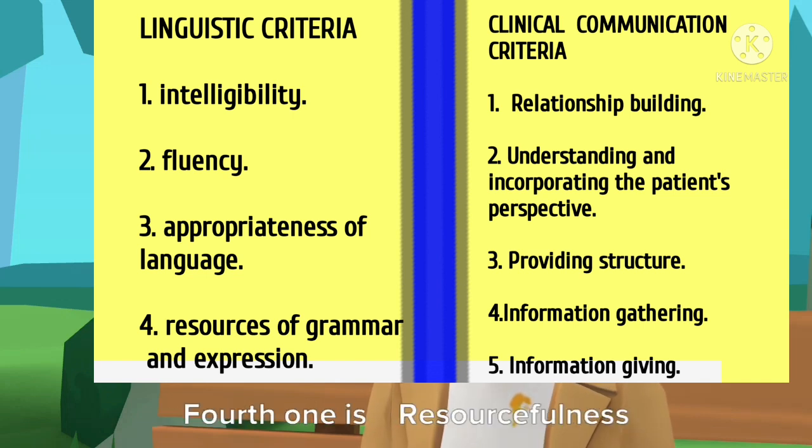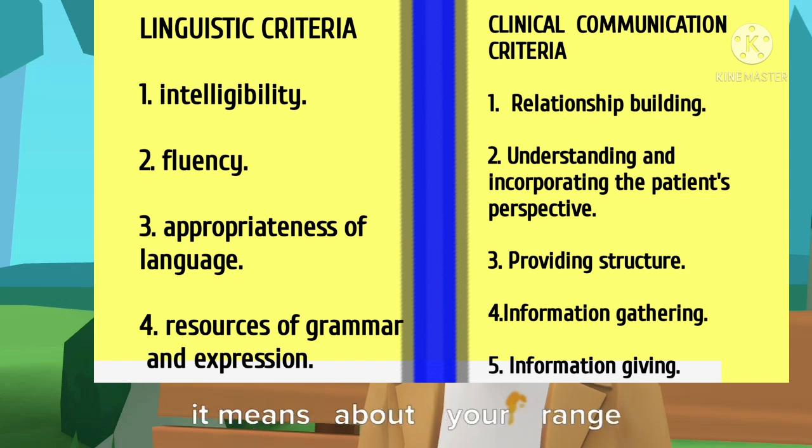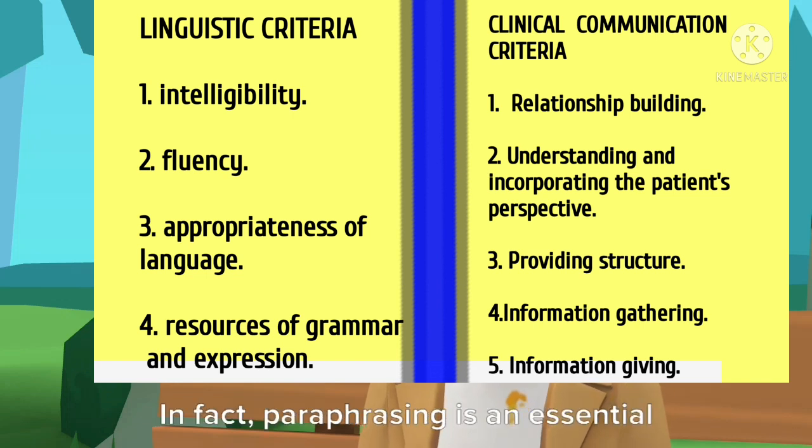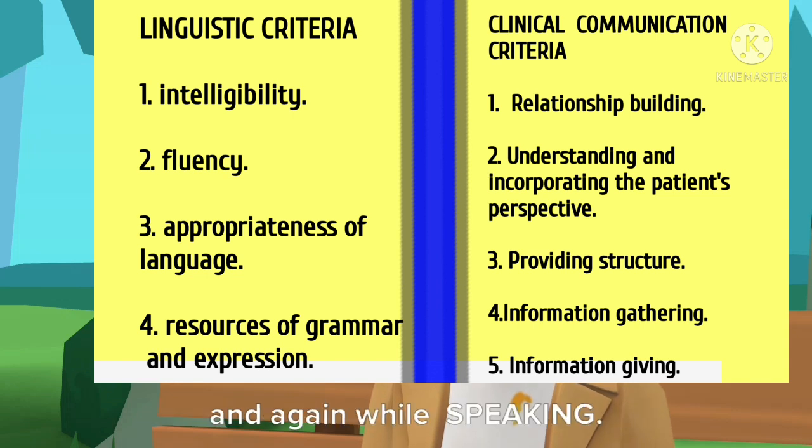Fourth one is resourcefulness of grammar and expression. It means about your range of vocabulary. It includes being able to paraphrase when necessary. In fact, paraphrasing is an essential skill. Please do not repeat the word again and again while speaking.